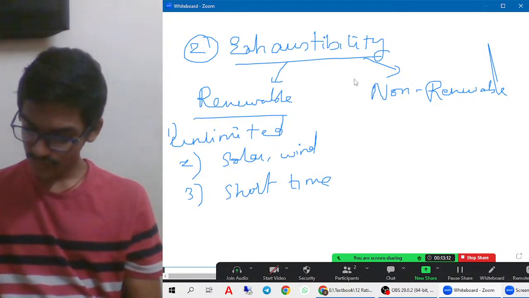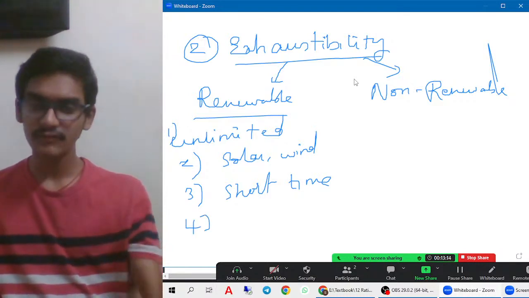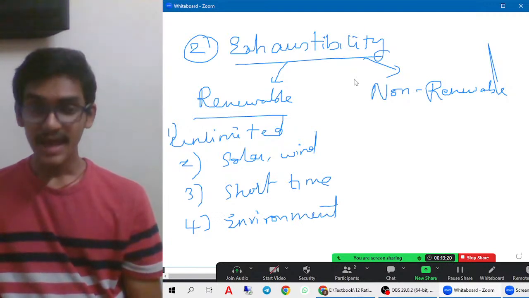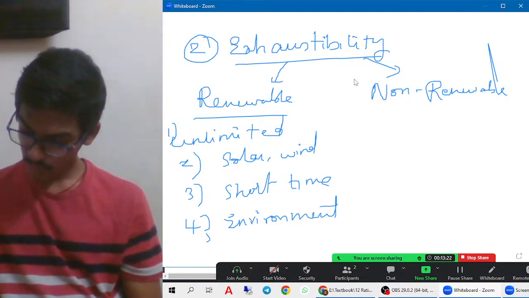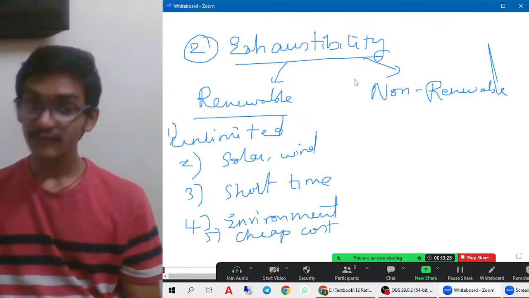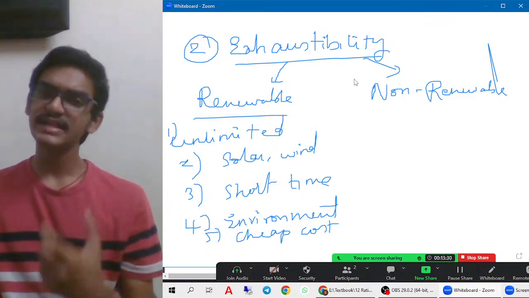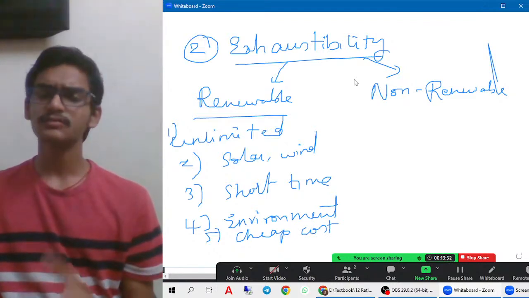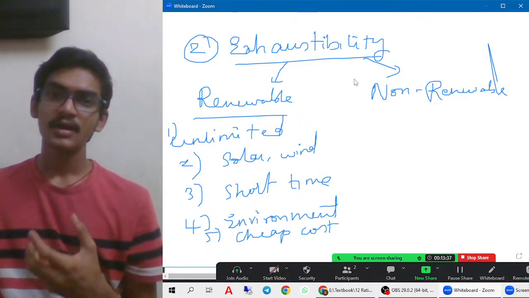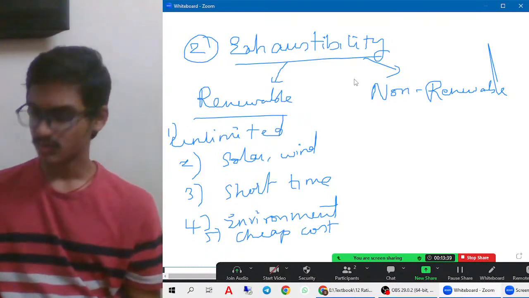And for renewable resources, if they ask for five points, you can add a few more. They are more environment friendly. They do not cause any pollution, and they are also cheap in cost. You can mention the cheap cost, because solar energy and wind energy are readily available in the environment, so not much processing is required, and machinery is not required for processing these resources.